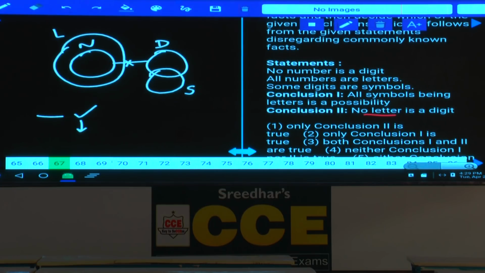Hence to make this one false, we need to write its complementary pair. What is the complementary pair to this one? Some letters are digits. Tell me whether we can extend like this or not, letter and digit. Which two should not be intersected here? Number and digit should not be intersected. But this letter and digit can be combined. Yes. Hence I have proven a case wherein some letters are digits is true. Hence no letter is a digit will be false.